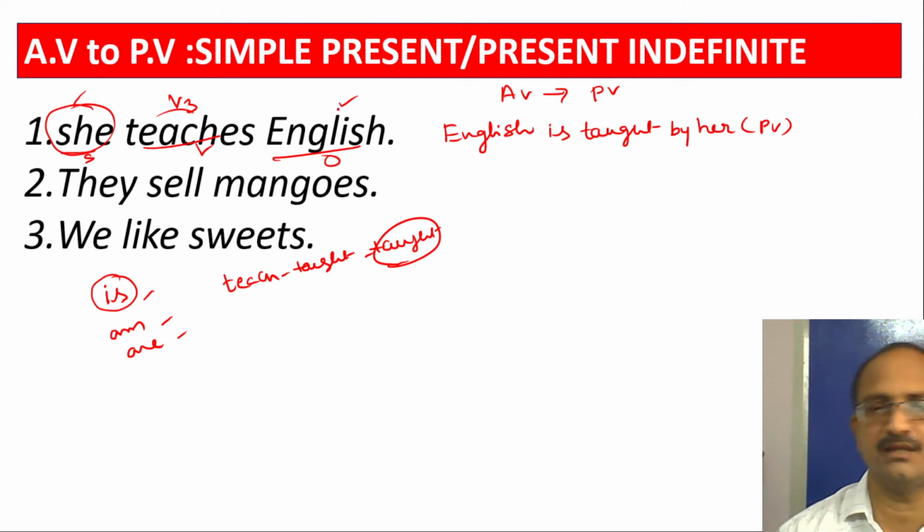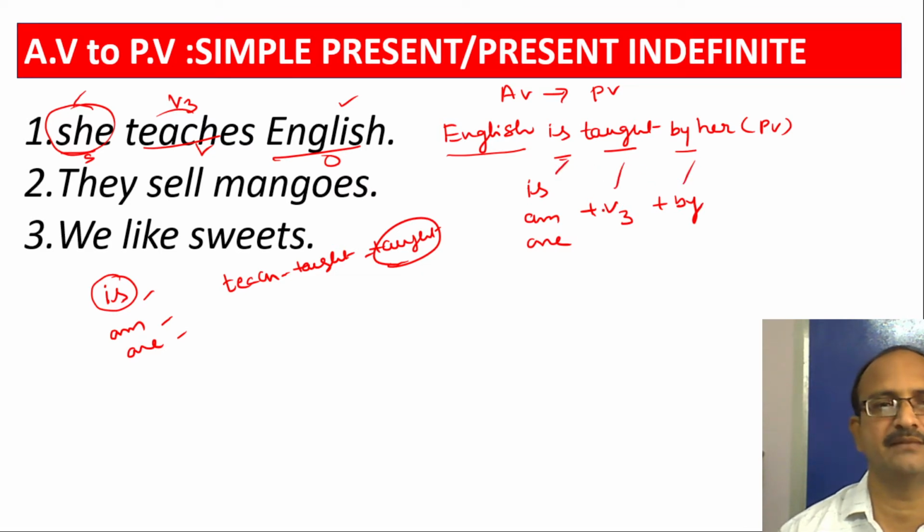For any sentence changing from active voice to passive voice, we always start with the object and then go for the be form, the V3 form, and by. So this is the structure of simple present tense when we change from active voice to passive voice: is, am, or are, plus V3 form, plus by. You see, everything here is V3 form and by. Similarly, you can change these ones.